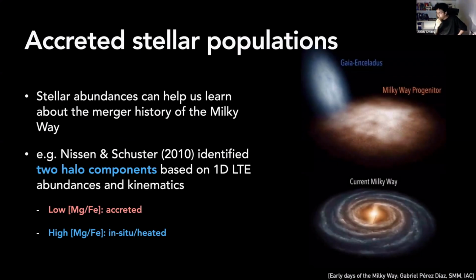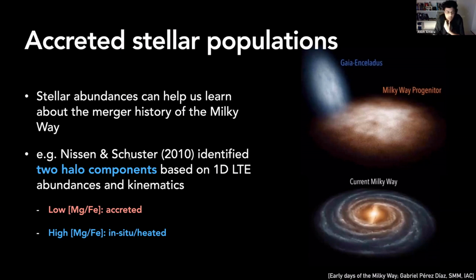Okay, then my second example was about magnesium. As you may know, the Milky Way, some 10 billion years ago or so, merged with a massive dwarf galaxy, and perhaps several other galaxies. The evidence for that comes from Gaia, of course, but even before that, there was some evidence for this based on abundances and the available kinematics.